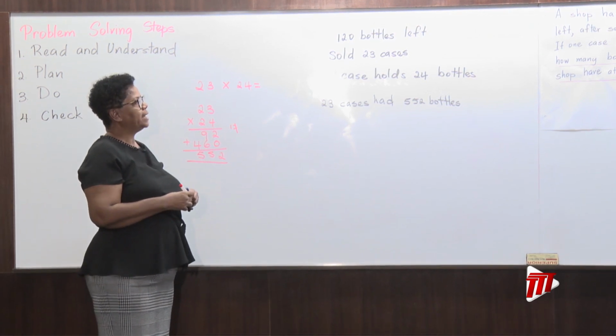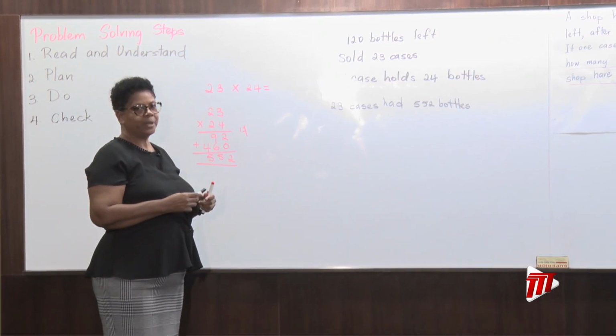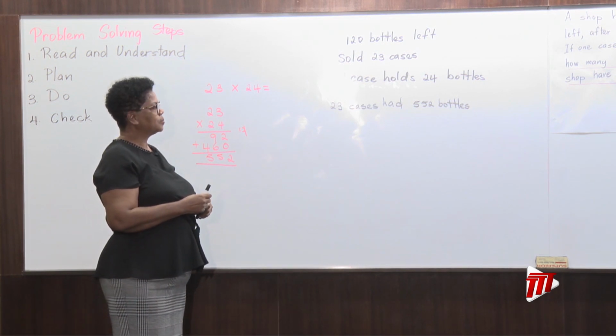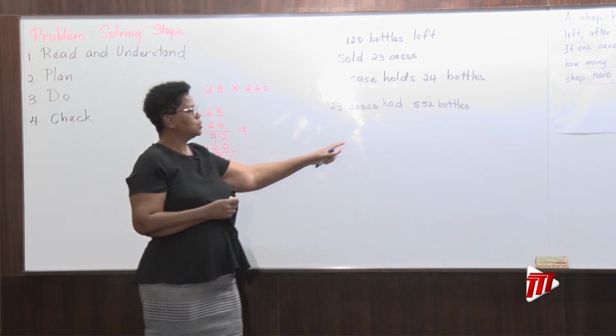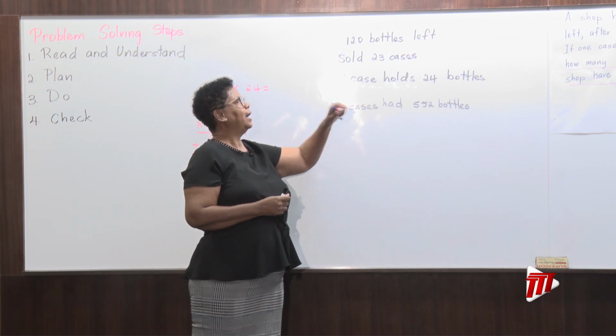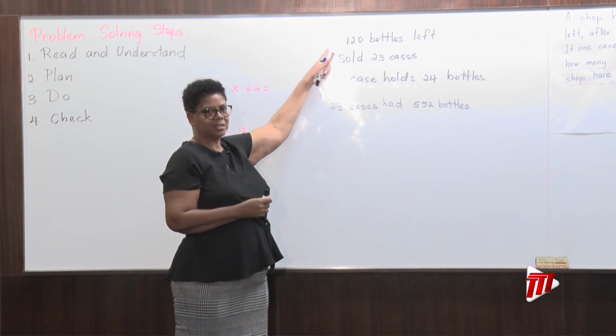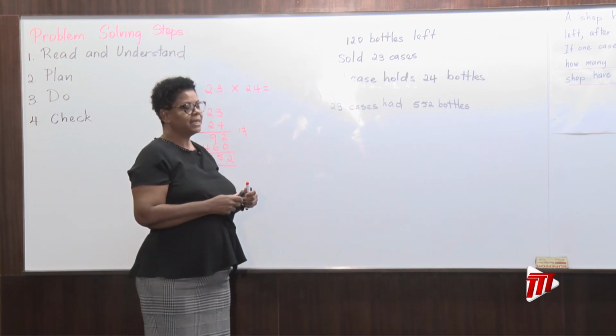We also know that they had 120 bottles left at the store. So together with what they sold and the 120 that is left, we can put it together by adding them.